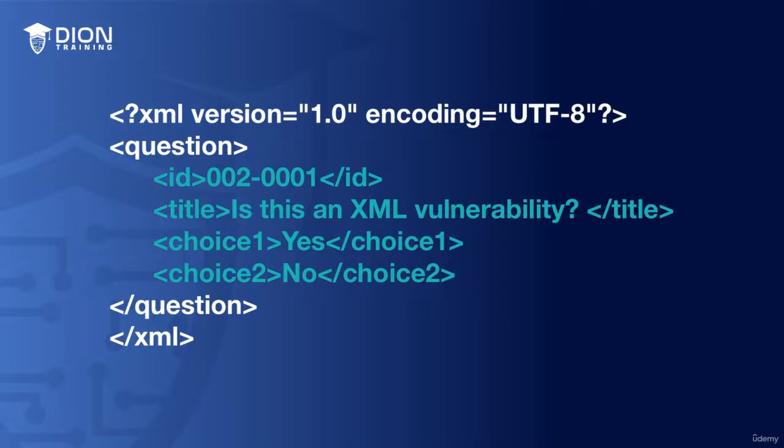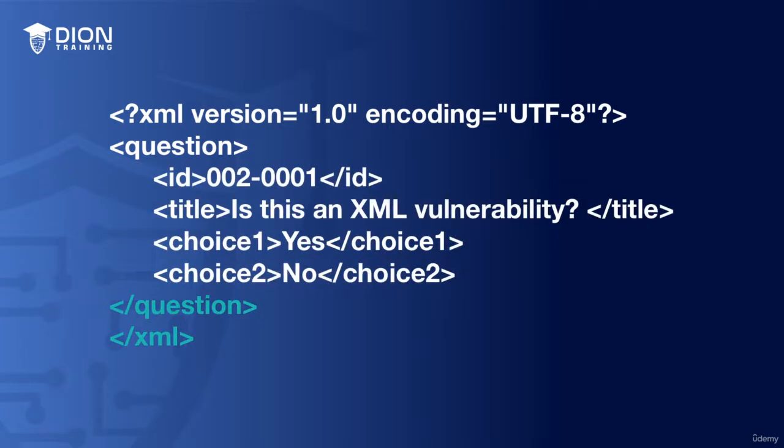The first field is the ID field, and you're going to see it contain the identifier for the sample question. Next, I have a title field, and I titled this question as, "Is this an XML vulnerability?" Next, I have the choice 1 and choice 2 fields. And the great thing about XML is that it can be configured with whatever fields you want based on the application that you're building. In this case, I'm showing you how I would define questions for this quiz application.